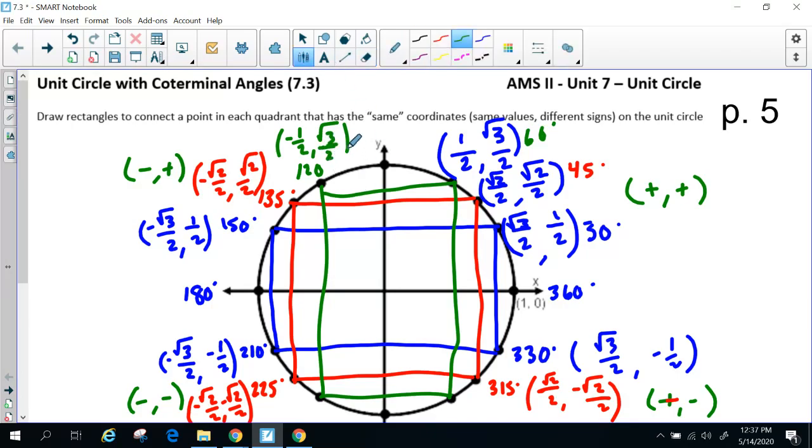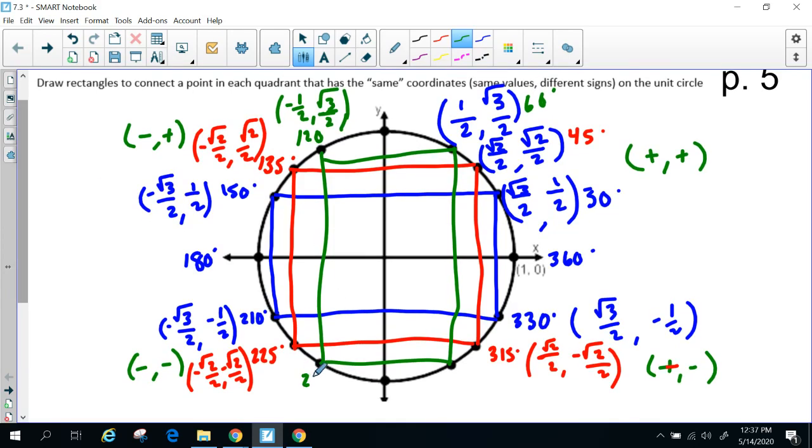Positive root 3 over 2. All right. Then in quadrant 3, we've rotated 60 degrees more than 180, making that 240 degrees here. And that puts us at negative 1/2, negative root 3 over 2. Now in quadrant 4, I'm rotating 60 degrees less than 360, so I've rotated 300 degrees. And that lands us with a positive x value, positive 1/2, and then a negative y value, negative root 3 over 2.